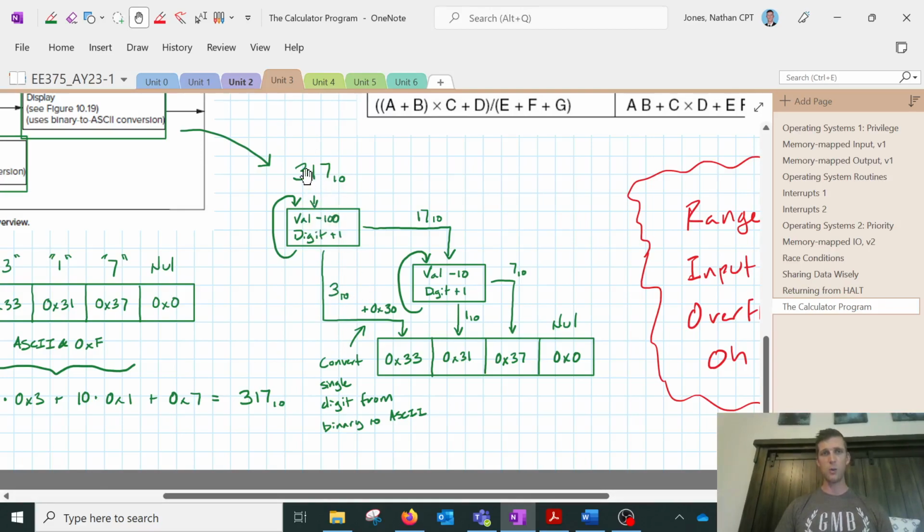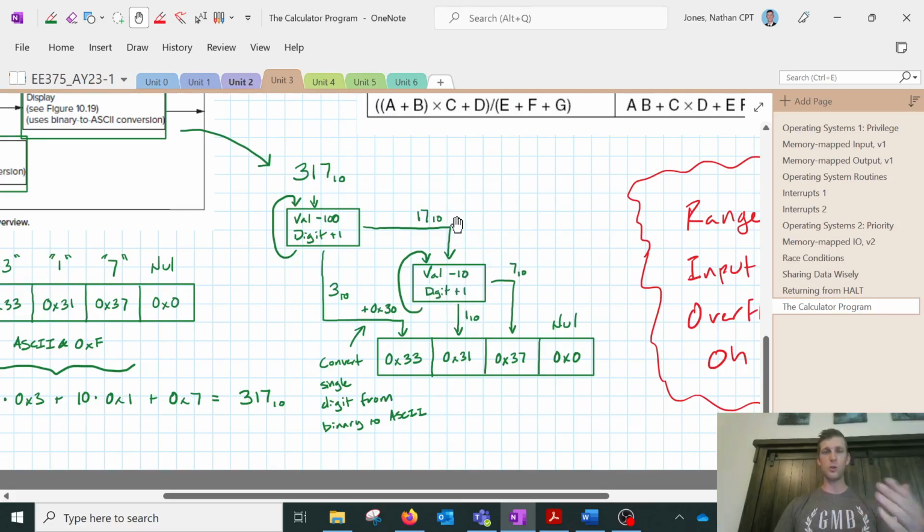So we subtract 100 3 times. That 3 is then added to hex 30 to be converted into the ASCII value for 3. The result when we subtract 300 is 17, so we do the same process, but subtracting tens. We subtract as many tens as we need until the subsequent value is smaller than 10, incrementing some sort of temporary variable the whole time.